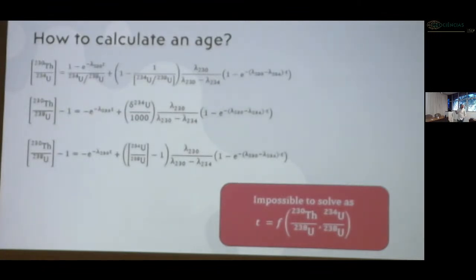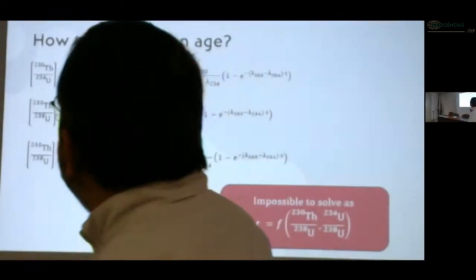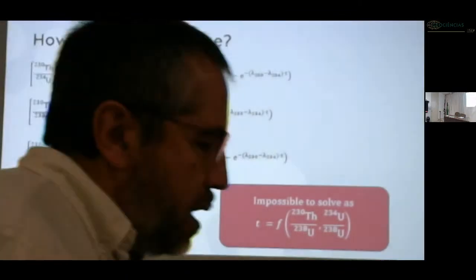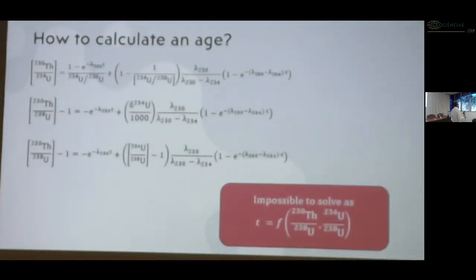There's a second equation. Kathleen mentioned that it is the Edwards equation, that it is basically thorium-230 over uranium-238, and the delta uranium-234, sorry. And a very similar equation, which basically converts the delta 234 into activity ratio. Very, very important.